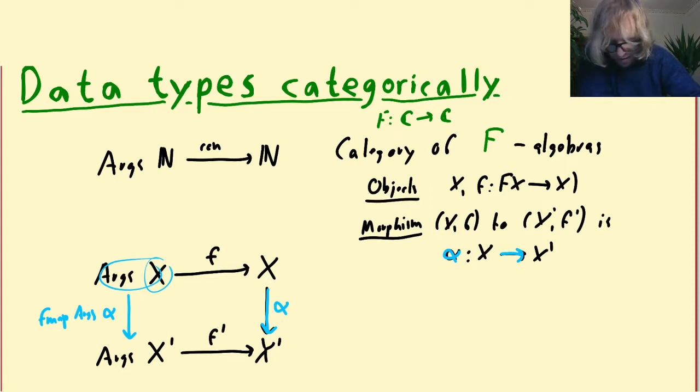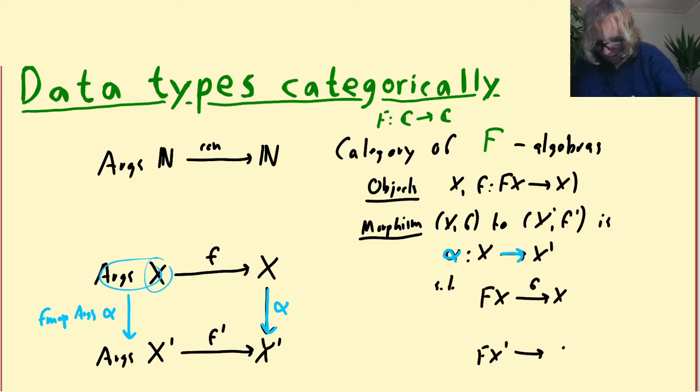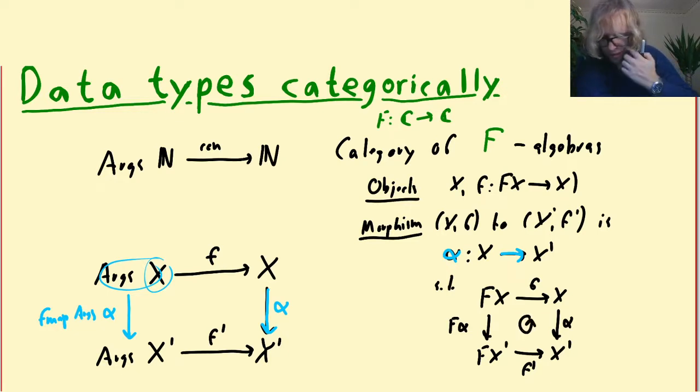So it's an alpha like this, such that this diagram commutes. So let me draw it again. I have f of x to x. I have f of x prime to x prime with an f prime. And then here I have alpha. Here I have f of alpha, by which I mean the f map part of f, right? I want this to commute.